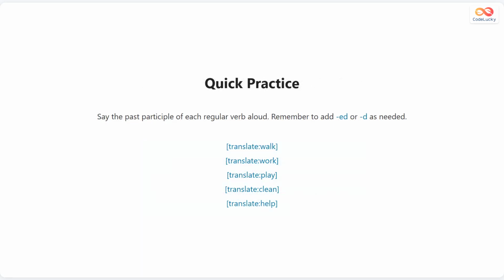Now it's your turn to practice. Think of each regular verb and say its past participle form aloud. Walk becomes walked, work becomes worked, play becomes played, clean becomes cleaned, and help becomes helped. Remember, the key pattern for regular verbs is adding ed or just d to the base verb. This simple rule helps you form hundreds of past participles correctly in English.